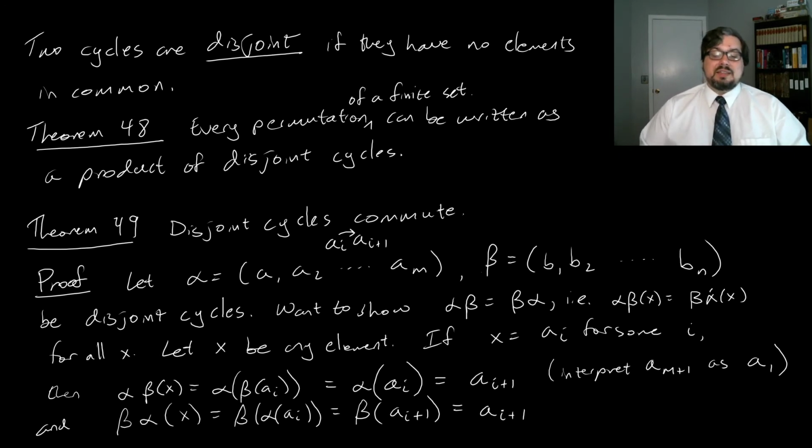So we get that if x is equal to a_i for some i, then alpha beta of x is equal to beta alpha of x. And so we get that at least on some possible inputs, the two functions alpha beta and beta alpha are the same. So let's continue. Another possibility is that x could be b_i for some i.